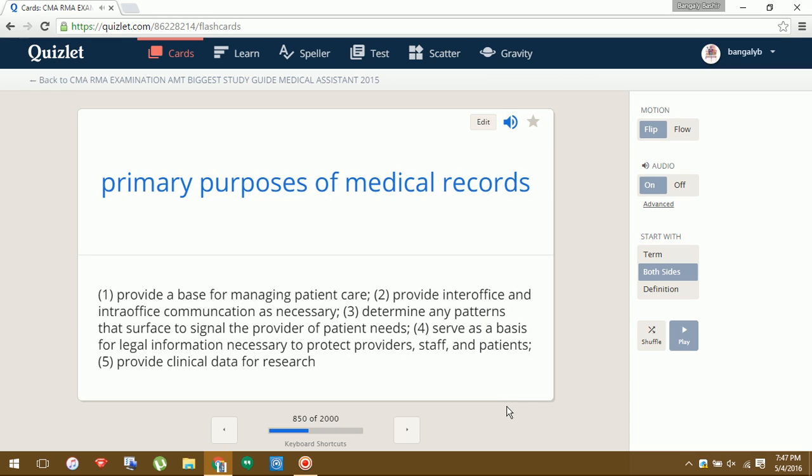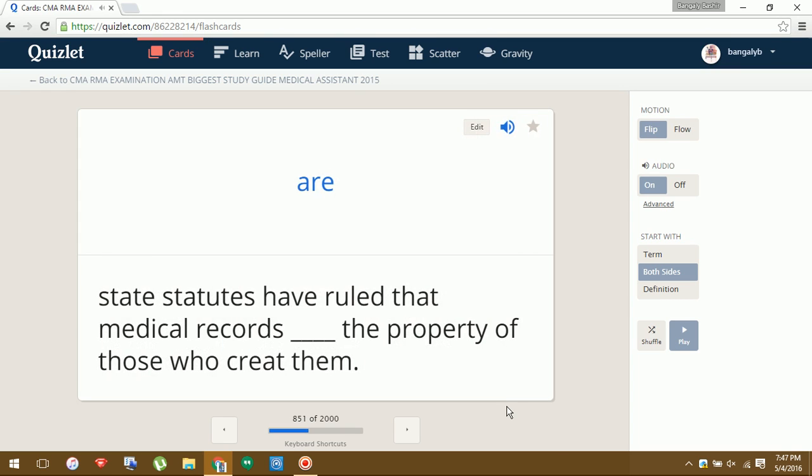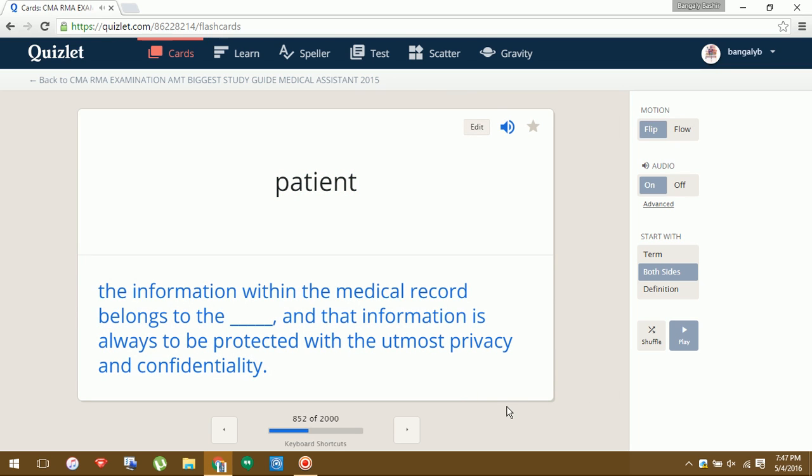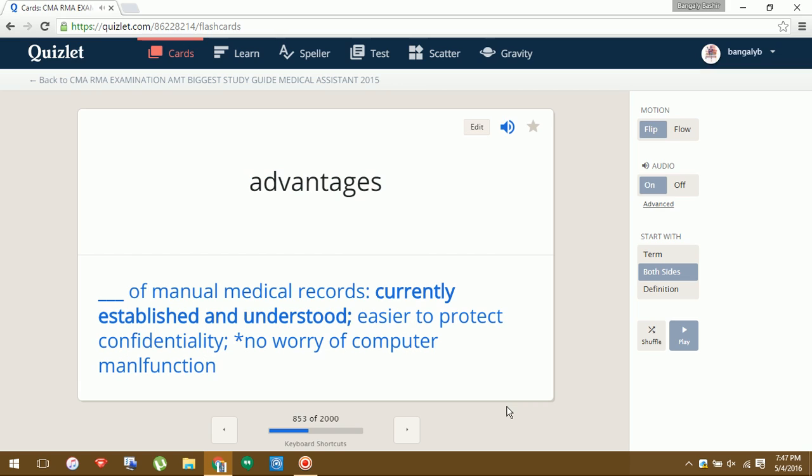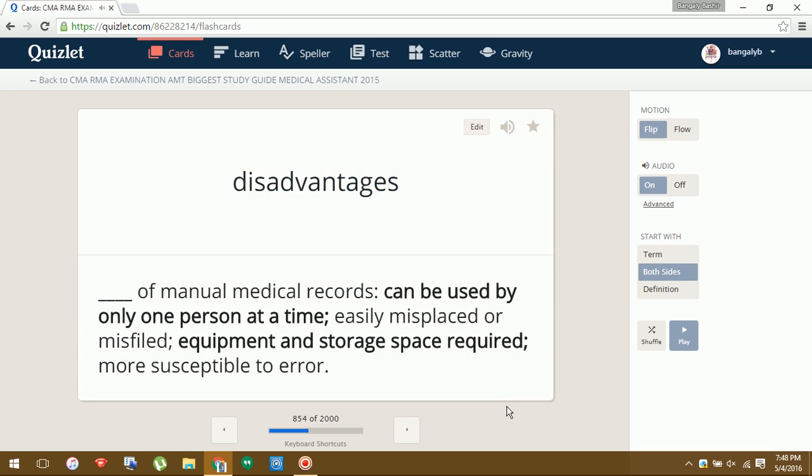Primary purposes of medical records. Owner. State statutes have ruled that medical records belong as the property of those who create them. Patient. The information within the medical record belongs to the patient, and that information is always to be protected with the utmost privacy and confidentiality. Advantages. Advantages of manual medical records: currently established and understood, easier to protect confidentiality, no worry of computer malfunction. Disadvantages. Disadvantages of manual medical records: can be used by only one person at a time, easily misplaced or misfilled, equipment and storage space required, more susceptible to error.